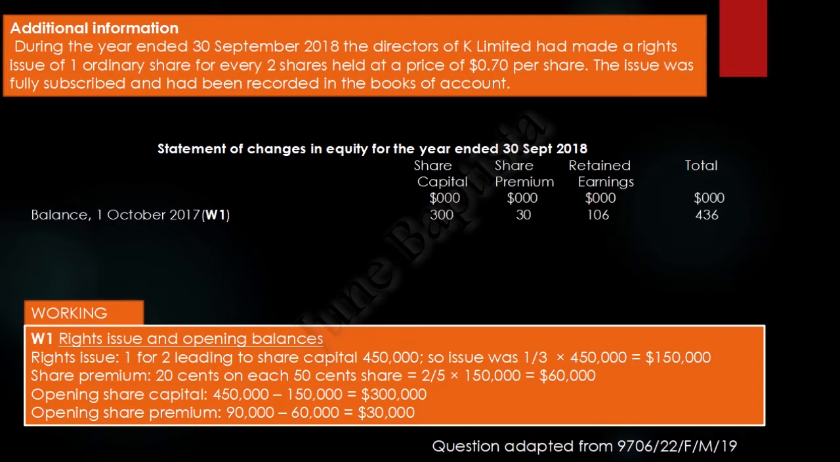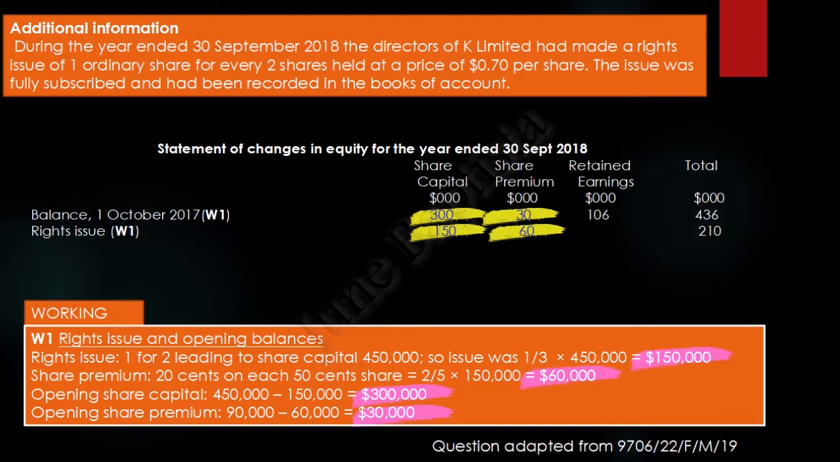The opening balances were as per working 1, share capital $300,000, share premium account $30,000. Retained earnings as per the trial balance was $106,000 to give you a total of $436,000. Rights issue as per working 1, share capital $150,000, share premium $60,000 to give you a total of $210,000. Dividends paid as per the trial balance $60,000.